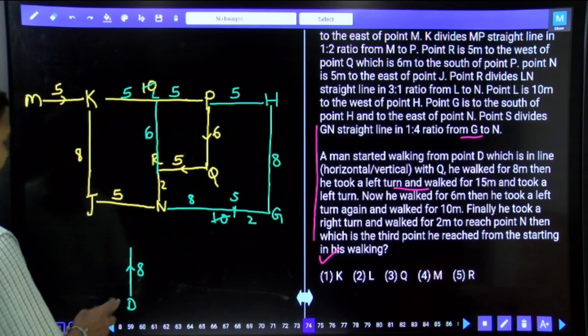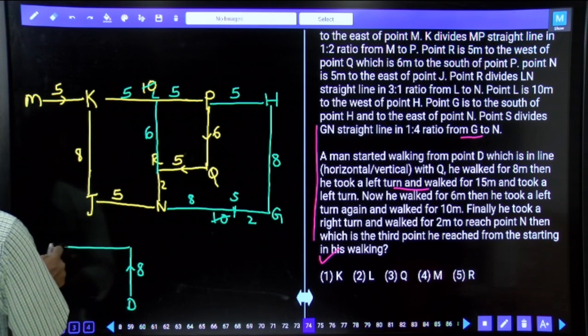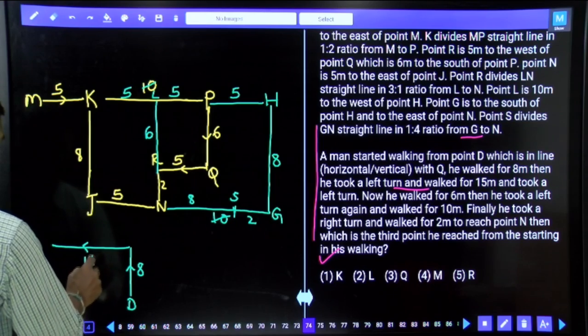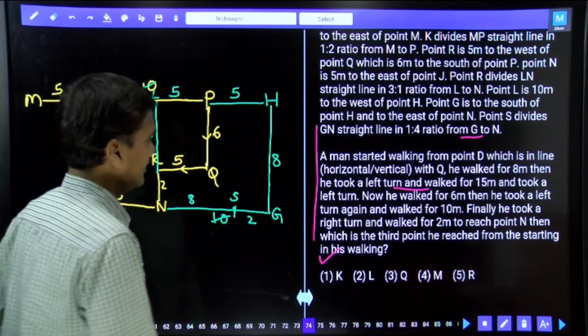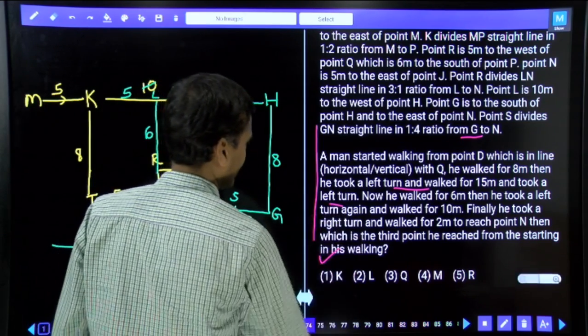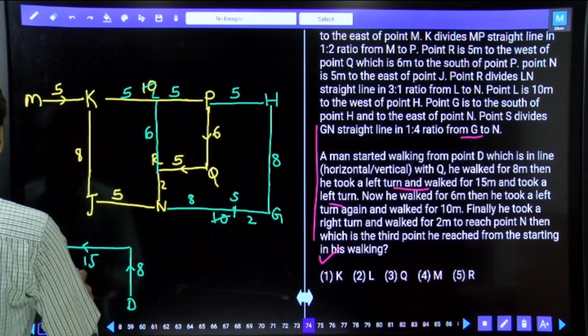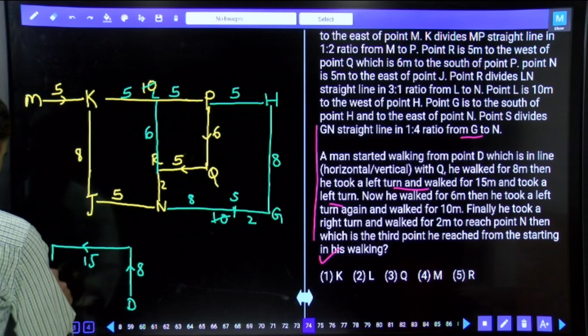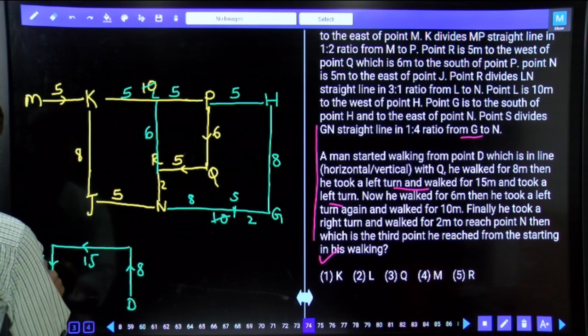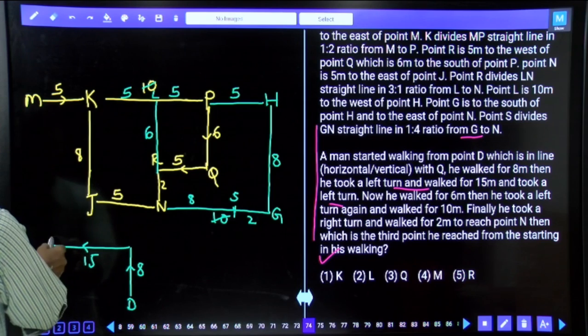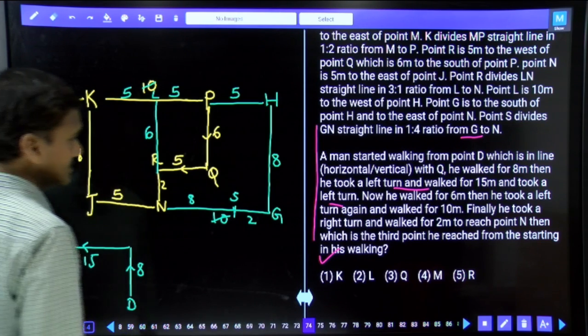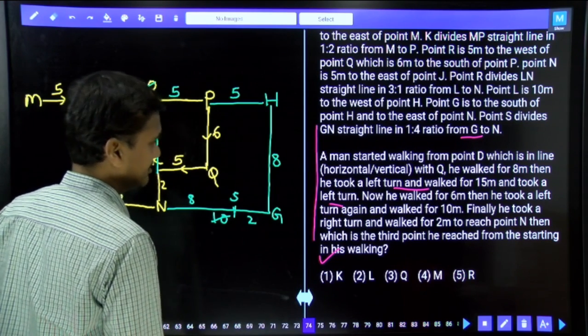Then he took a left turn and walked for 15 meters. Left hand side, he has traveled for 15 meters and took a left turn. Isn't it? Now he walked 6 meters. Then afterwards, from here he walked 6 meters towards the left hand side. Initially 8, then 15 left, then 6 towards this one.